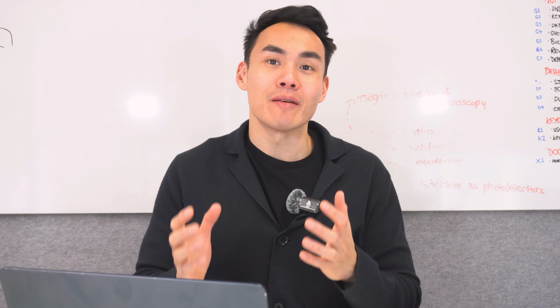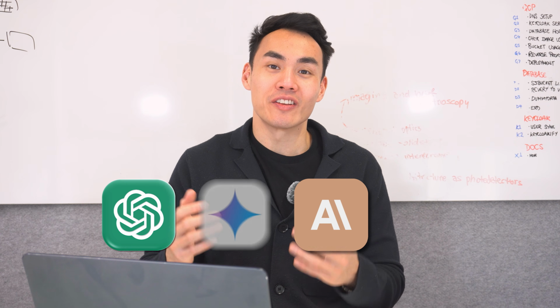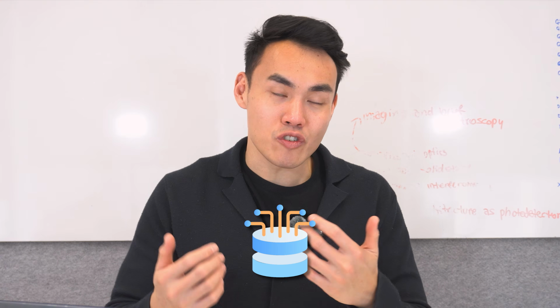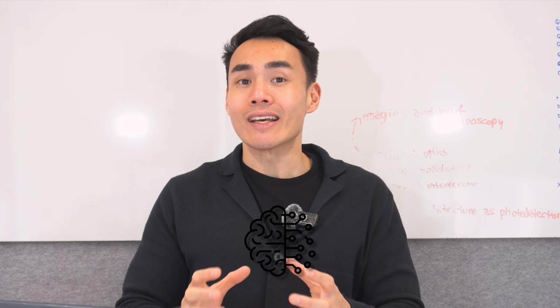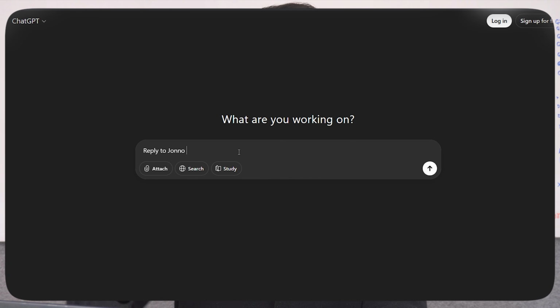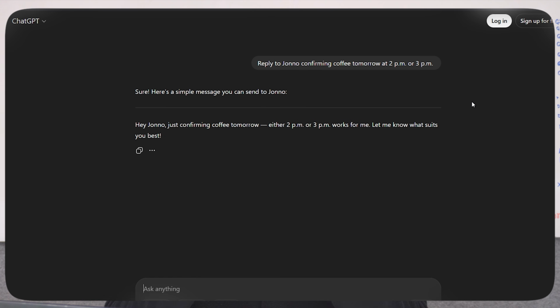You've already used large language models, LLMs, like GPT, Claude, Gemini, or DeepSeek. The pattern is simple. You send a message, the model generates a response back. That response is powered by a huge amount of training data, essentially like the internet compressed into a single brain. So if I type, reply to Journal, confirm coffee tomorrow 2 to 3 p.m., it will give me a perfectly usable email. But here's the limitation.